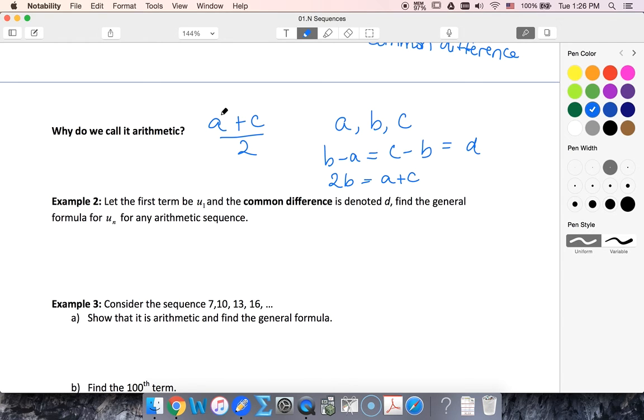Finding the arithmetic mean is just our normal way of finding the average. But for an arithmetic sequence, it means that for any two terms that are separated by one, if I find the average of those two, I get the term in the middle. And this is a really useful formula when we're solving different problems with arithmetic sequences.